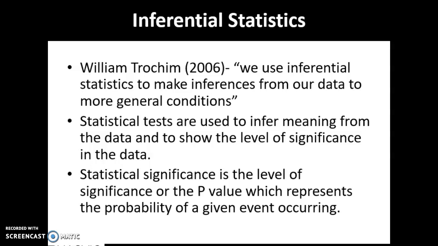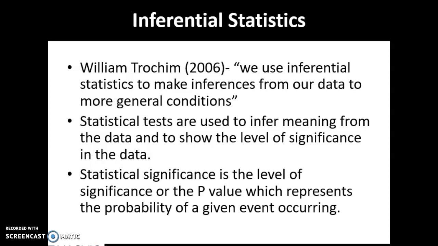The alternate hypothesis is the opposite of the null, as you believe there will be a significant difference, and this can be directional or non-directional. Statistical tests are used to infer meaning from the data and to show the level of significance in the data. Statistical significance is the level of significance of the p-value, which represents the probability of a given event occurring.